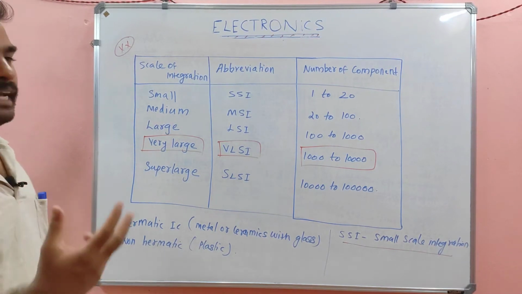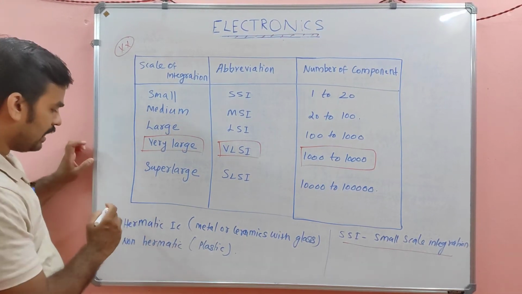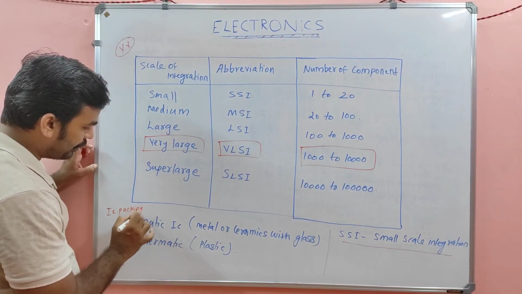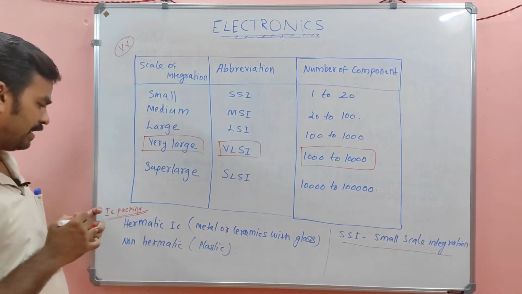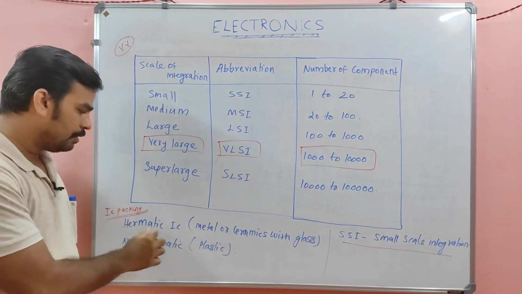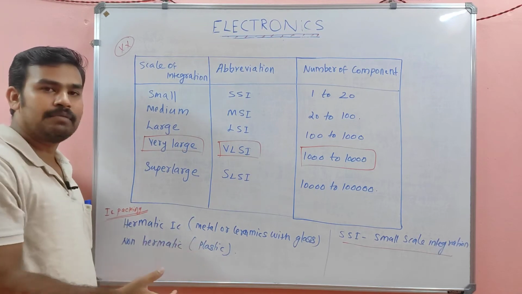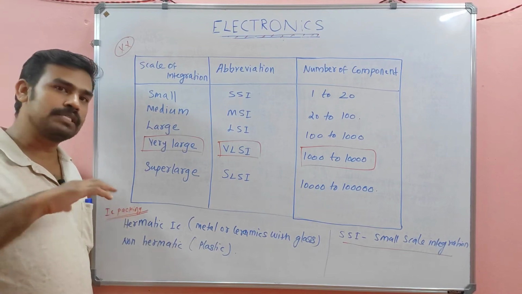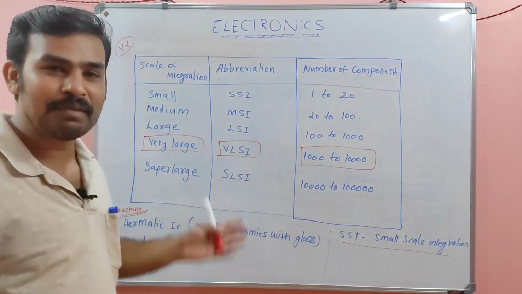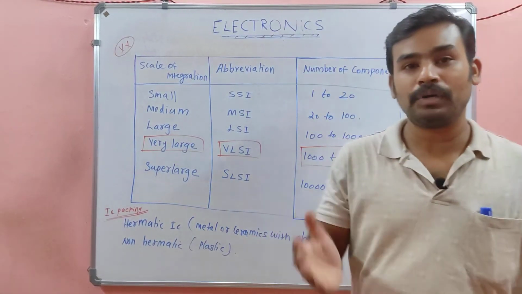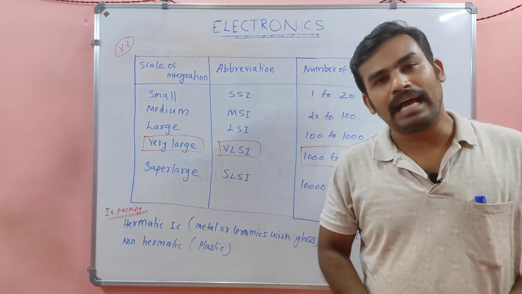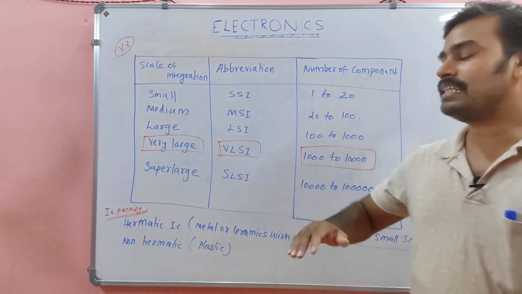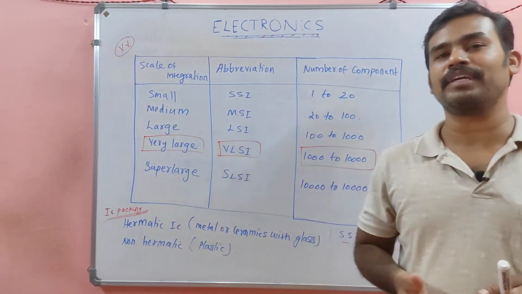And there are two types of IC packing. One is hermetic IC. Hermetic IC means the IC is made up of metal or ceramic with glass. Packing means the outer covering of the IC. The inner part of the IC is simply silicon and oxygen; there is no change in that. The outer packing is nothing but the outer covering of the IC.